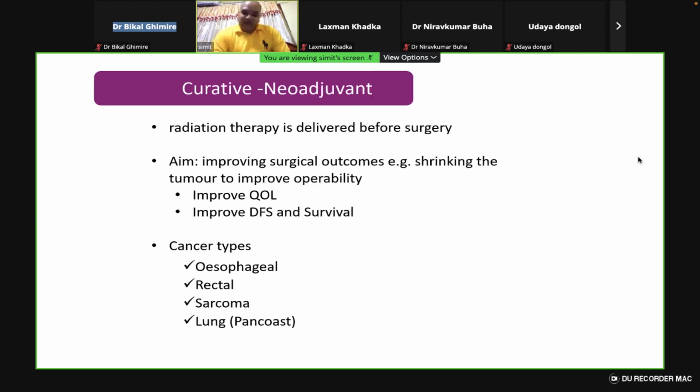So another intent is neoadjuvant. Neoadjuvant is when radiation therapy is delivered before surgery. So radiation therapy is given initially, and only then is surgery done. The aim is to improve surgical outcomes, that is, shrinking the tumor to improve operability, improve quality of life, and also to improve disease-free survival and overall survival. Some cases where neoadjuvant treatment is preferred are esophagus, rectum, sarcoma, and lung, especially the pancreas tumor.